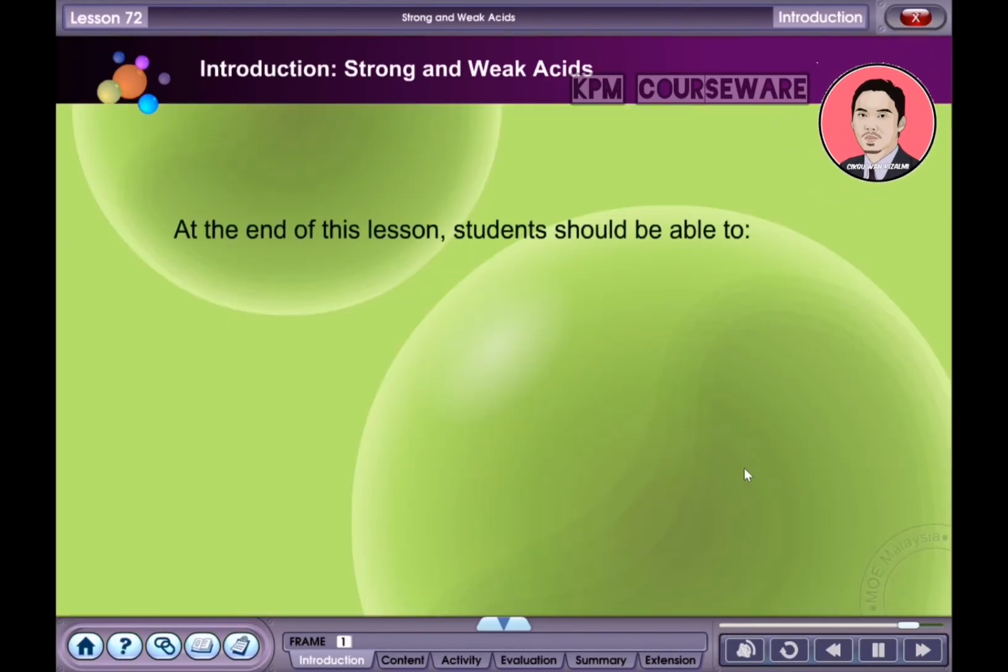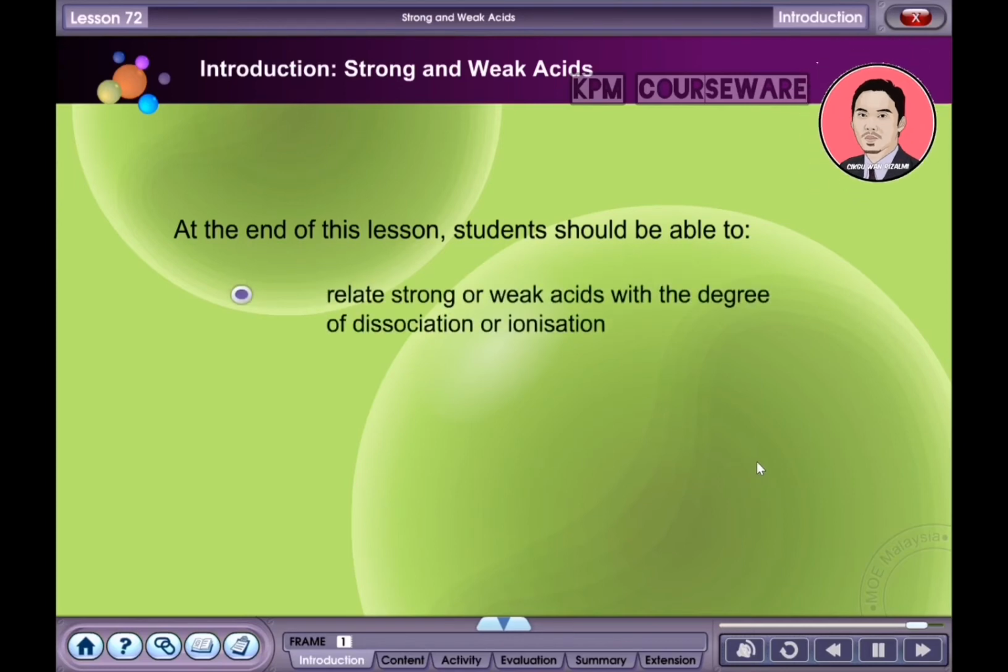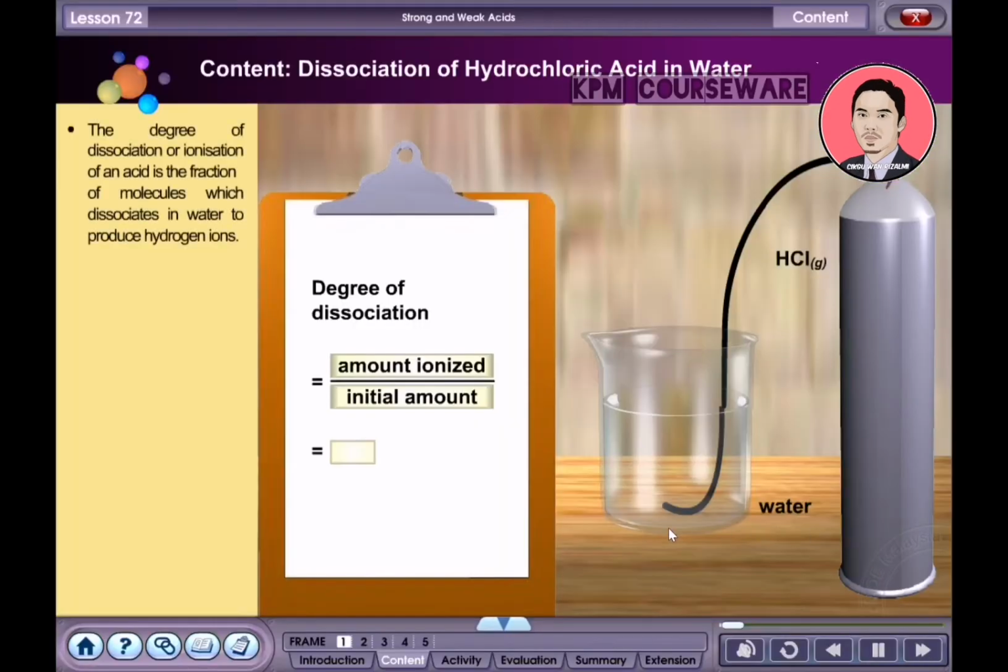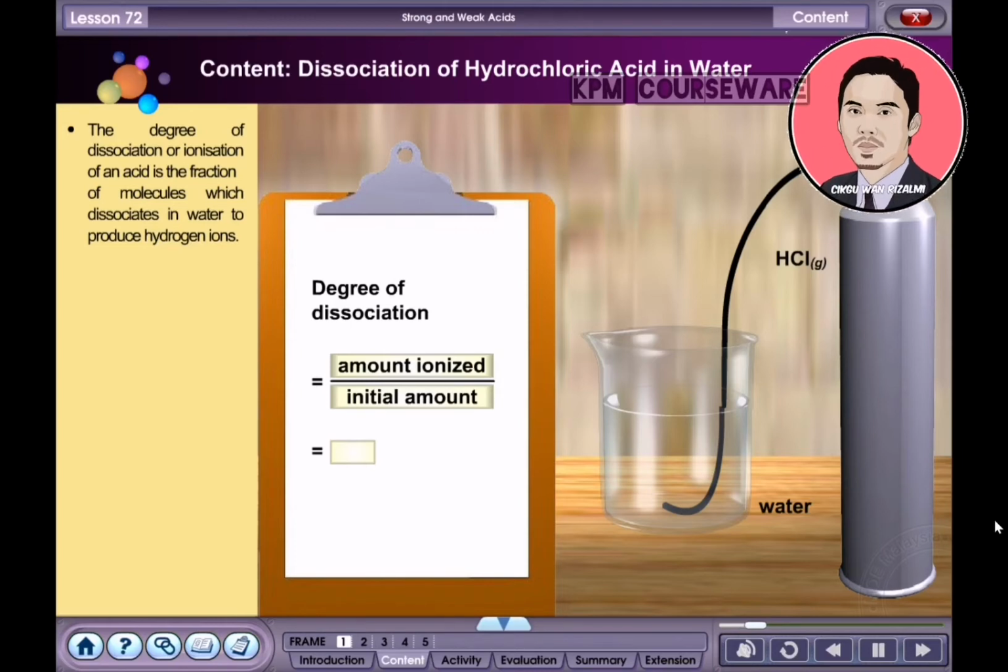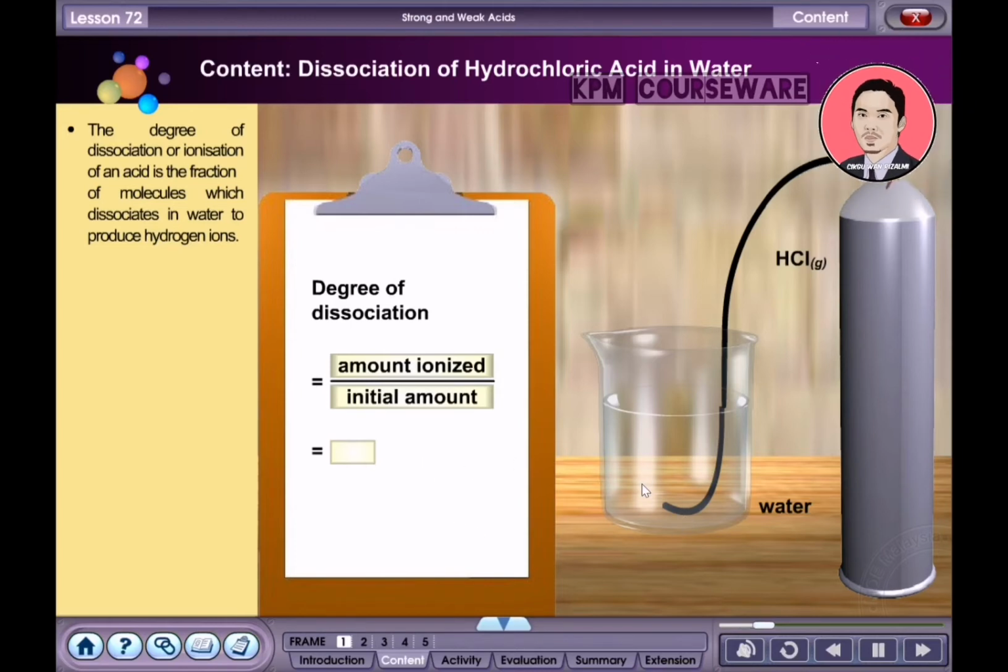At the end of this lesson, students should be able to relate strong or weak acids with the degree of dissociation or ionization, and conceptualize qualitatively strong and weak acids. The degree of dissociation or ionization of an acid is the fraction or percentage of molecules which dissociates in water to produce hydrogen ions. Let's calculate the degree of dissociation of hydrochloric acid.